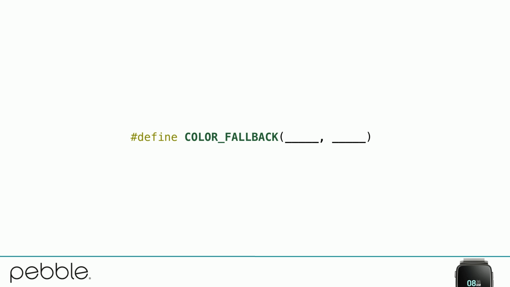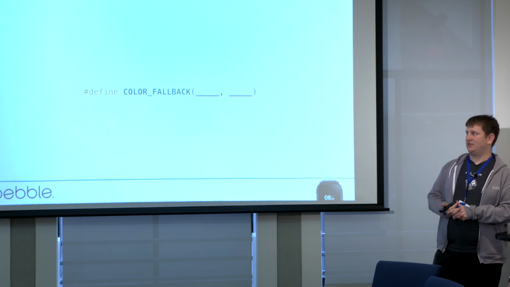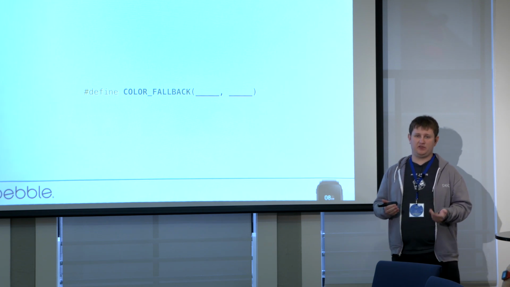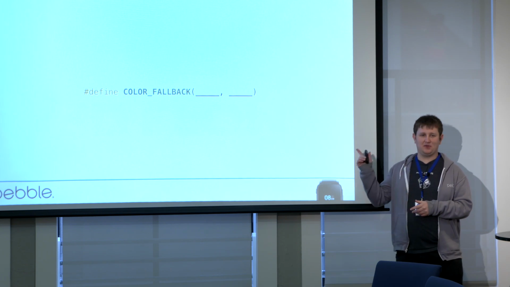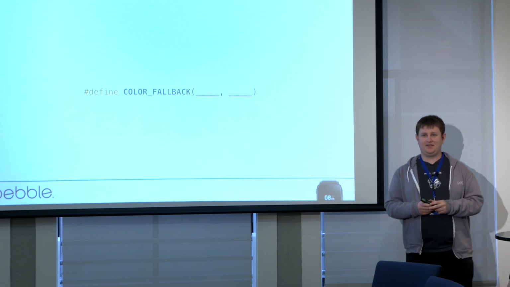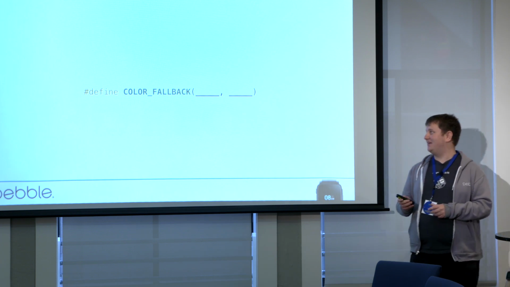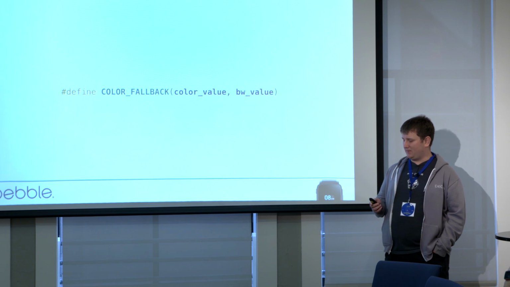So here's a pop quiz for everybody. If you've used our 3.x SDK, you might have seen this macro before. Color fallback is a preprocessor macro that provides a way of specifying two different values that should be chosen based on color support. And so I'm wondering if someone can tell me what the two different arguments here mean. Does anybody remember? The first one is the color, the second one is the black and white. That's exactly right. First one is the value that you want to be chosen on platforms that support color, and the second one is the value that you want to be chosen on platforms that only support black and white.